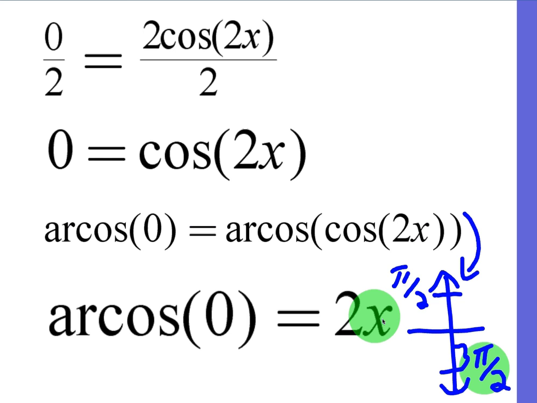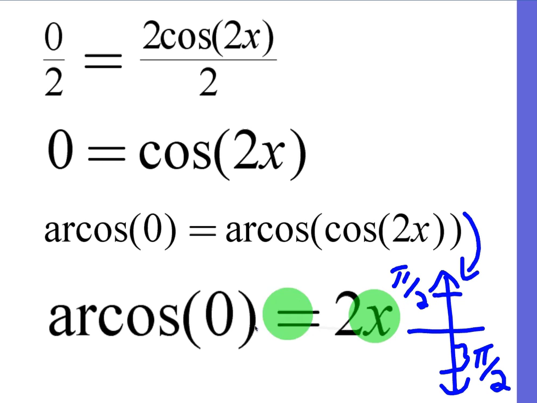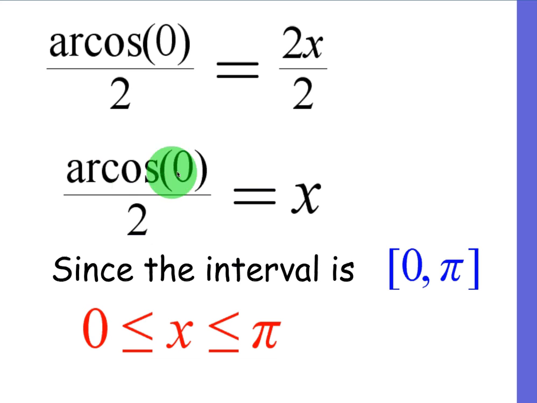Now, be careful here. You might think, well, we're only going to include pi over 2 because that's the only one that's between 0 and pi. But remember, this is arc cosine equal to 2x. So if we get x by itself, we'll end up dividing by 2, and we might need to include this other value, because if you divide 3 pi over 2 by 2, you get 3 pi over 4, which is in the interval. So follow these steps to ensure that you get all your critical values. You want to get x by itself first, so we're going to divide both sides by 2. We get arc cosine of 0 over 2 equals x.